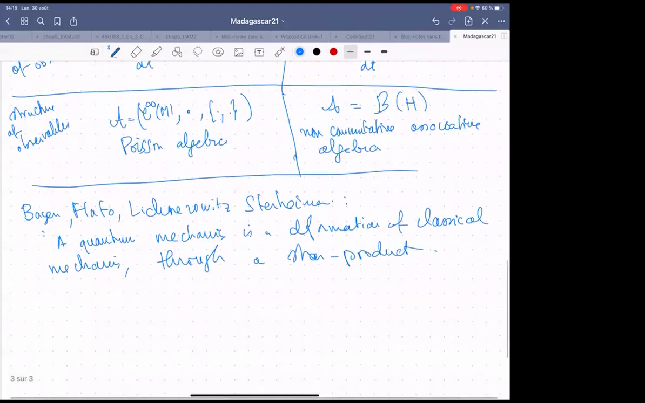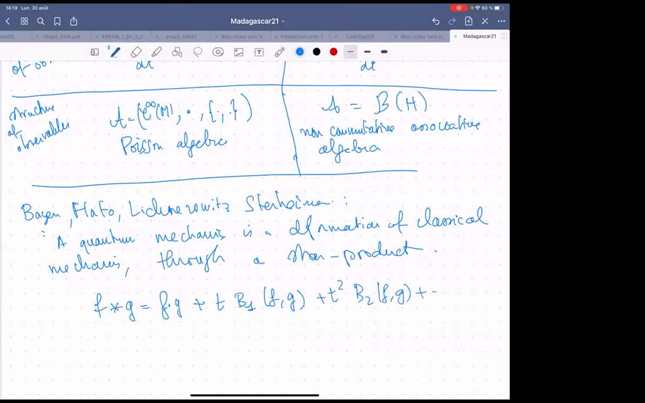And what is this star product? We start with the pointwise multiplication, and if you have two functions, f and g, then we can deform this: f star g equals f dot g plus t B1(f,g) plus t squared B2(f,g), etc. And the challenging question is how to construct such a deformation.